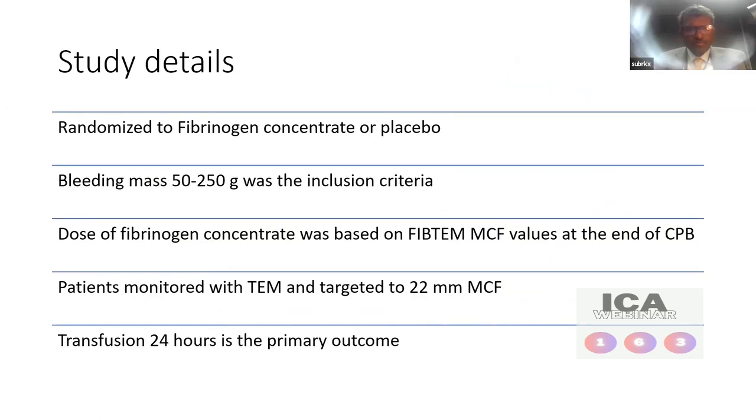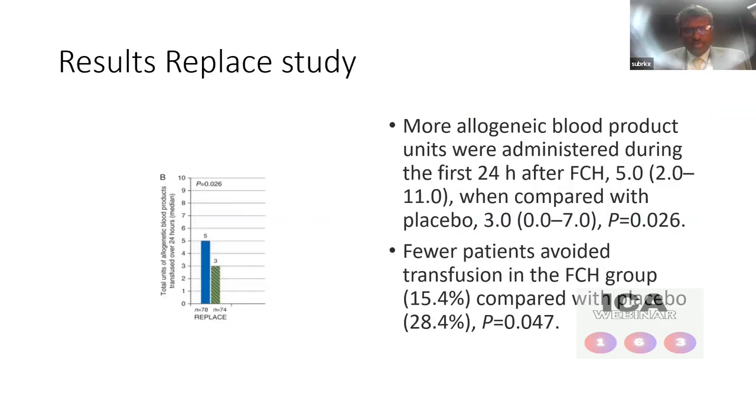They targeted TEM values to 22. Transfusion at 24 hours is the primary outcome. So you can see the transfusions at 24 hours were higher in patients who received fibrinogen concentrate compared to placebo. They were not clear why this happened even with fibrinogen concentrate.